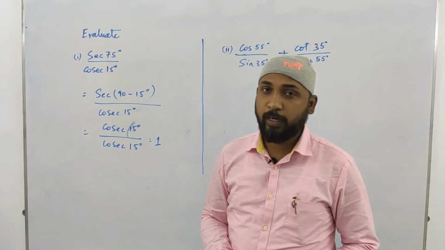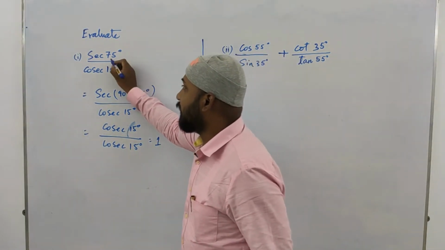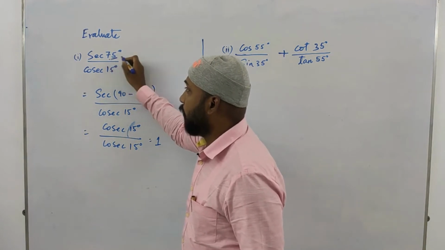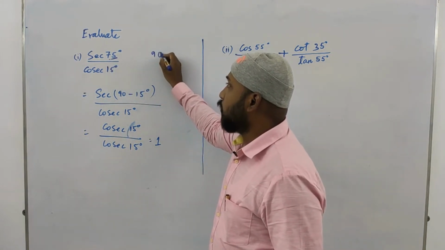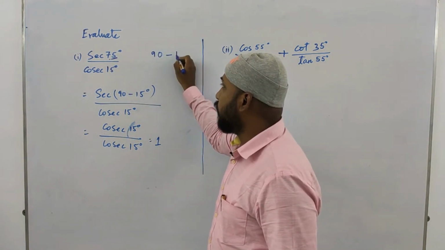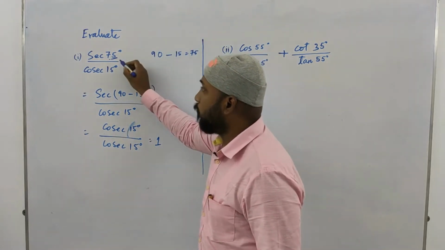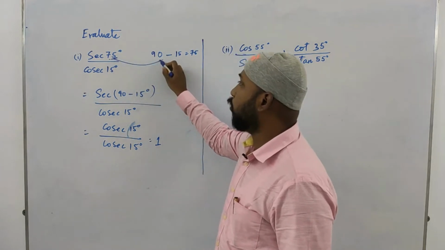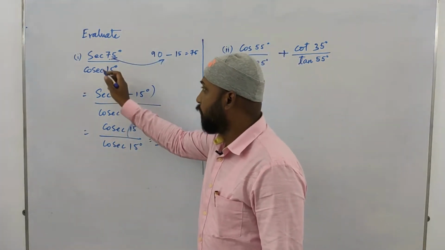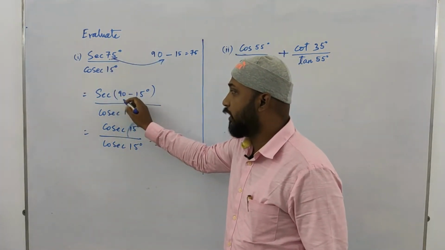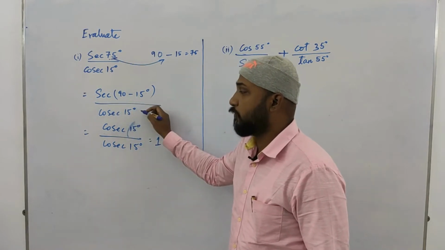And how can we do that? You see this angle 75. See, 90 minus 15, if we write, what are we going to get? We are going to get 75. So in place of this 75, we can put this 90 minus of 15. When we do so, what we will write? Sec (90 minus 15) whole by cosec 15.